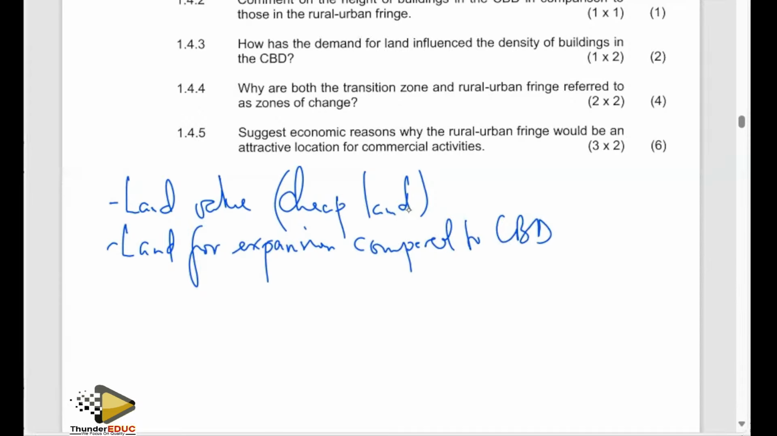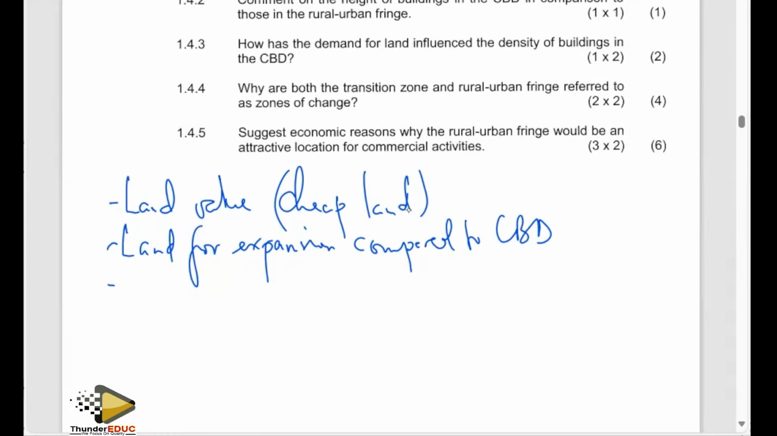Compared to the CBD, it means these businesses have potential of expanding and making more profits for themselves if they can expand, because they have space for expansion. While in the CBD, they are confined to the spaces available. So it's also another factor which can be an attractive factor.